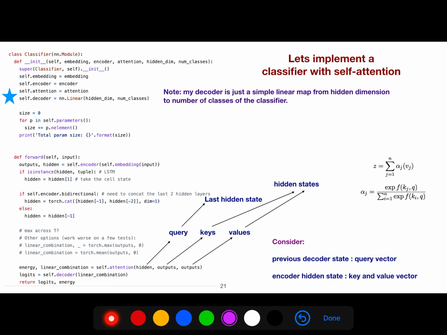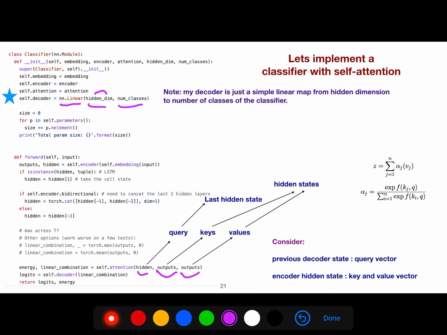So let's implement just a classifier with self-attention. Our decoder is just a linear embedding from hidden space to the number of classes. My decoder is just a simple linear map from the hidden dimension to the number of classes. Let's just do it quickly. So we use self-attention, and then this is your query. This is your keys, and you have outputs.